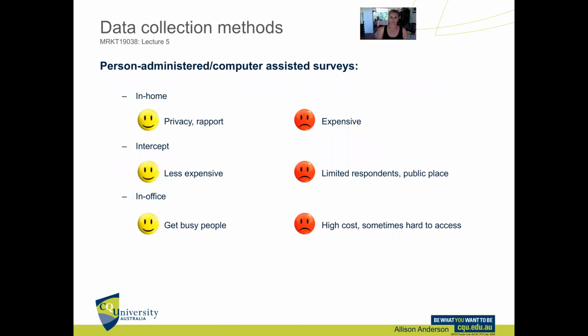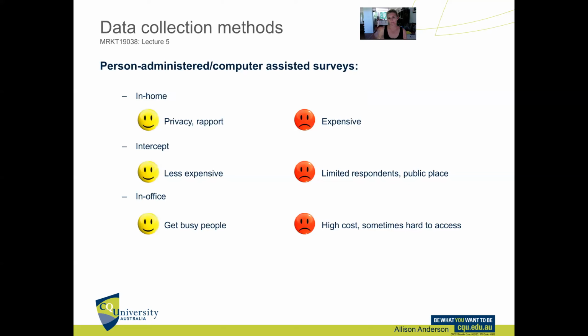Okay, data collection methods. Just going through some of the standard ones. So person-administered and computer-assisted surveys. You can do in-home surveys, you know, knock on the door, come in and talk to people, or show people things on your iPad, whatever.